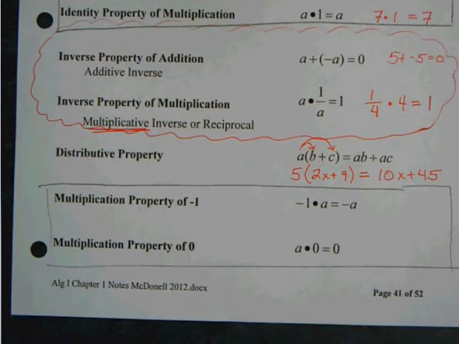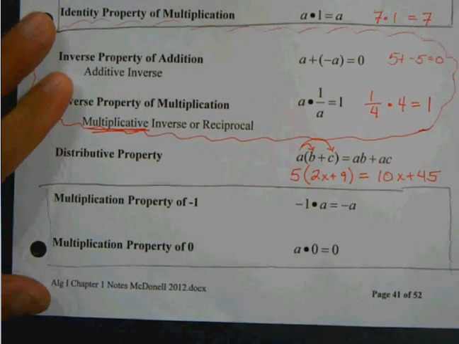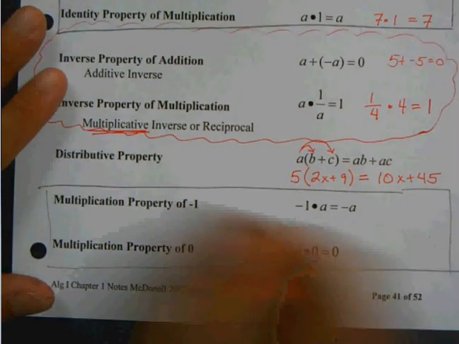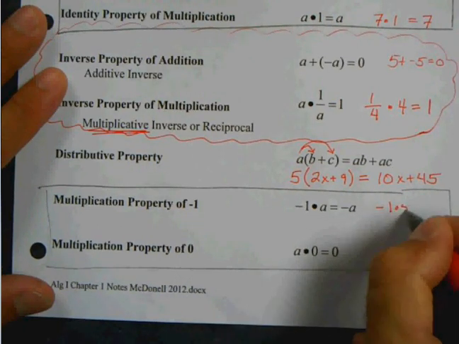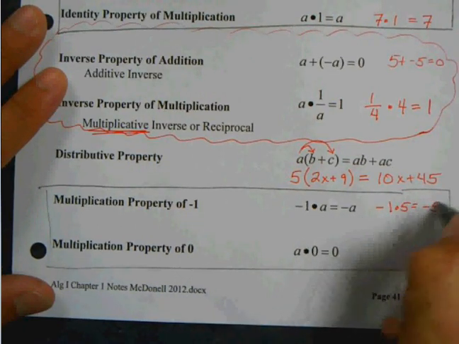So, let's do an example of this. Pick a number. 5. Stay away from 0. It doesn't always, it throws things off. -1 times 5 is -5.